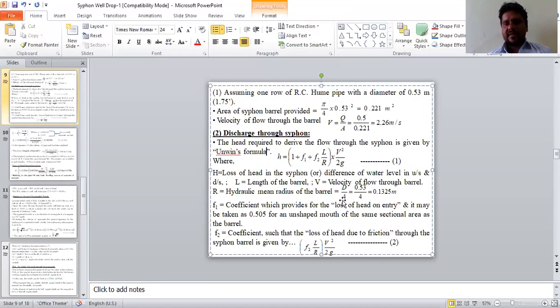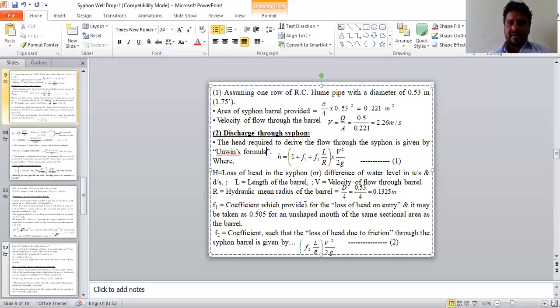Area is pi d square by 4 and wetted perimeter is pi d, so R equals area by wetted perimeter, which is d by 4. Convert into d and substitute, you will get 0.53. 0.53 is the assumed diameter, and by 4 you will get 0.1325 meter, right?